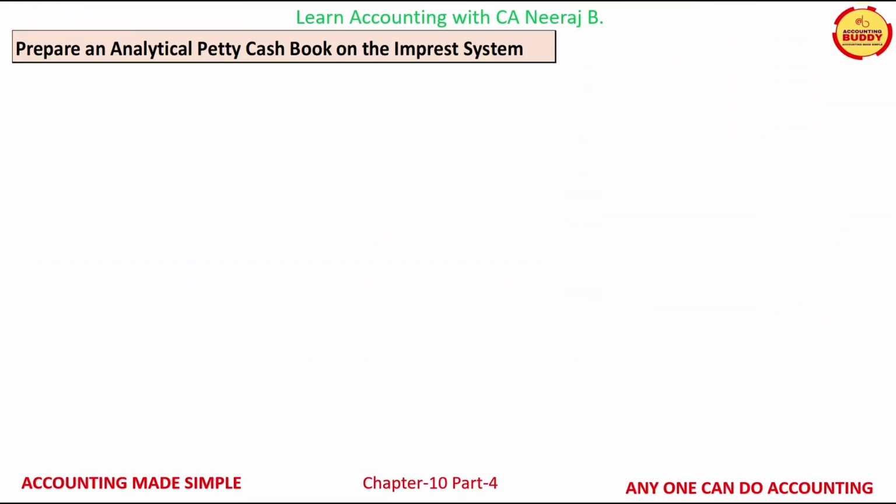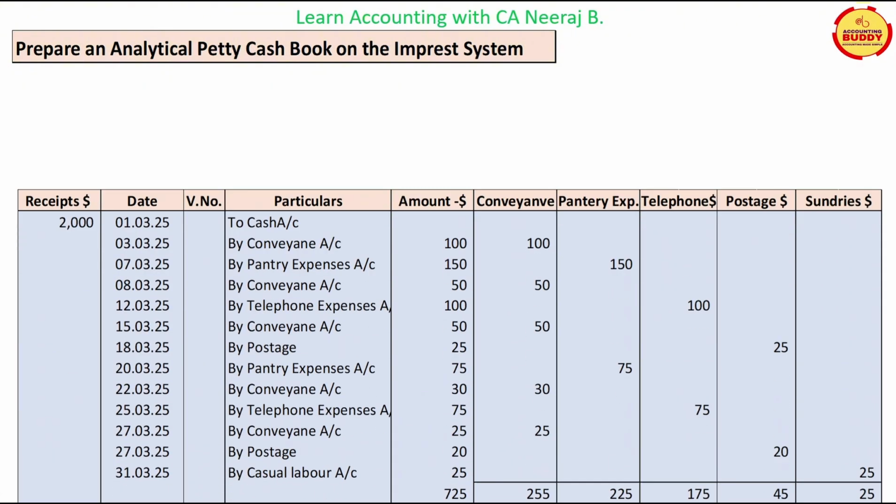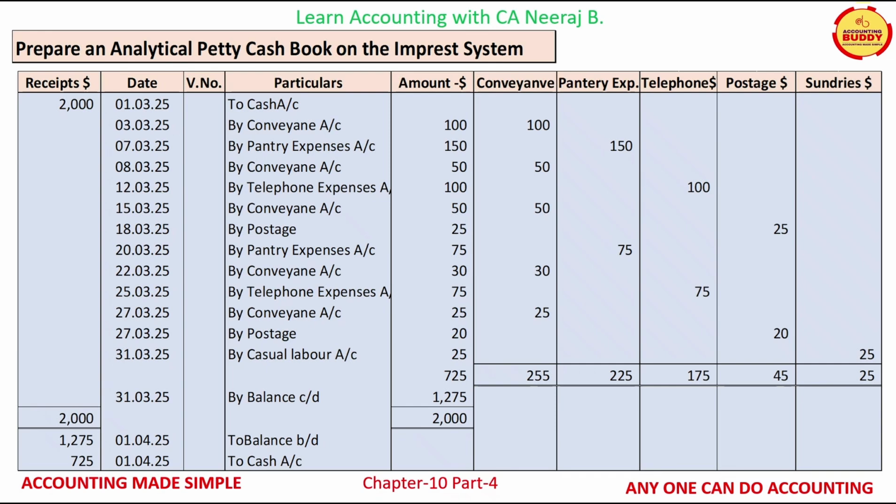When all petty cash expense payments as per the previous slide are recorded in an analytical petty cash book, it will look like as appearing on your screens. An amount of $2,000 taken for petty cash expenses will be recorded in the receipt column by writing the words "to cash account" on 1st of March 25. The two columns of voucher number and particulars are common for both receipt and payment transactions.